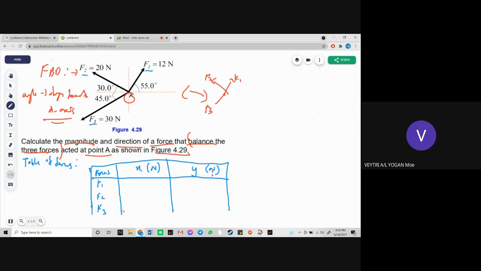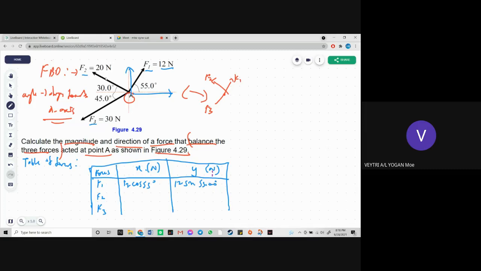Okay. So, what do you do next? F1, let's go one by one. F1 is 12 Newton. Tapi X component dia apa? Dekat sini kan? 12 cos 55. So, you just write down 12 cos 55 degrees. Next, for the Y component, 12 sine 55, okay, degrees.